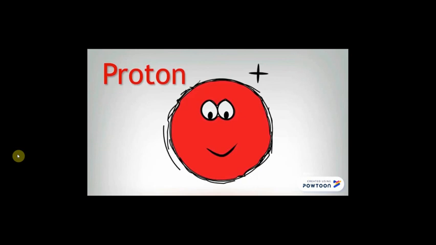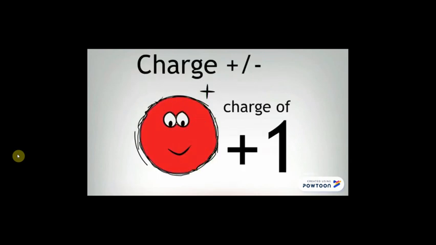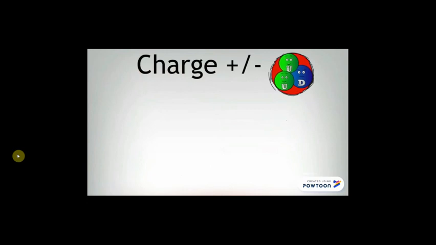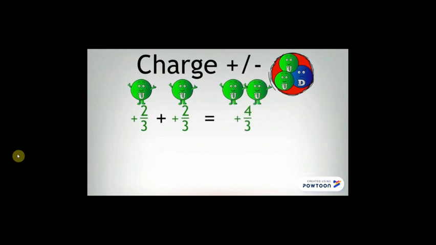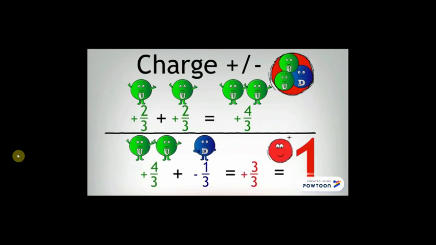The proton was found to be made of 2 up quarks and 1 down quark. Now, we know that the charge of a proton is plus 1. If we look at this in terms of the fractional charges given to quarks, 1 up quark would have a charge of plus 2/3, so therefore 2 up quarks would have an overall charge of plus 4/3. Adding in a down quark reduces the overall charge to 3/3, which is the equivalent of 1.